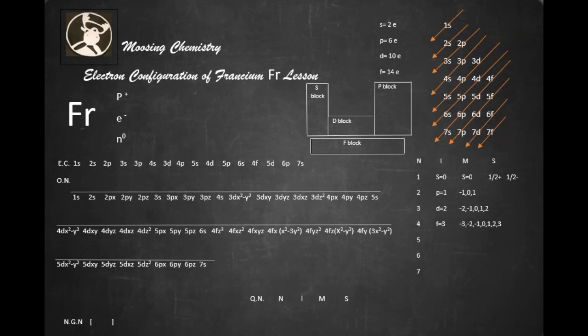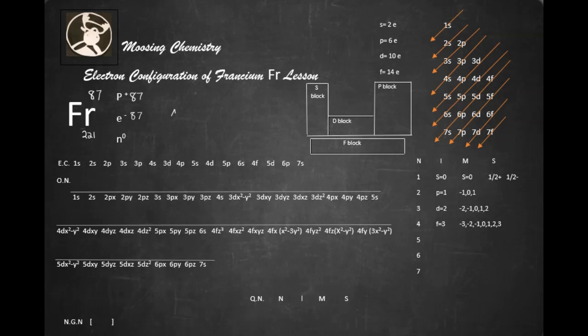This is the electron configuration of francium, Fr, lesson. Francium is number 87 on the periodic table. All right, so we put an 87 up there, and its atomic mass unit, AMU, is 221. So now we have 87 protons because that equals the atomic number. And since it's electrically neutral, it has to have 87 electrons.